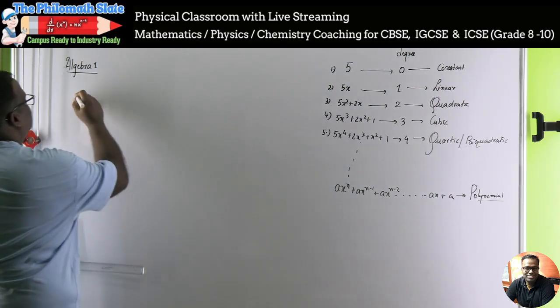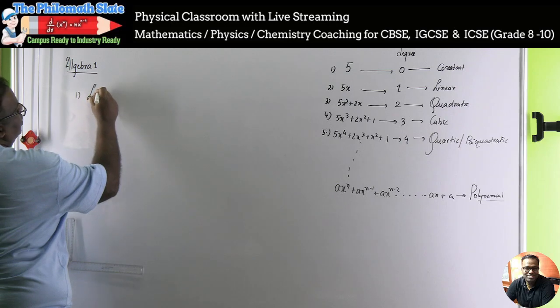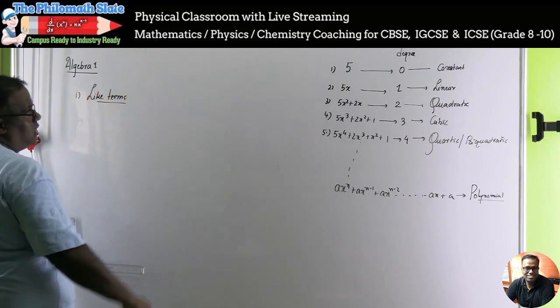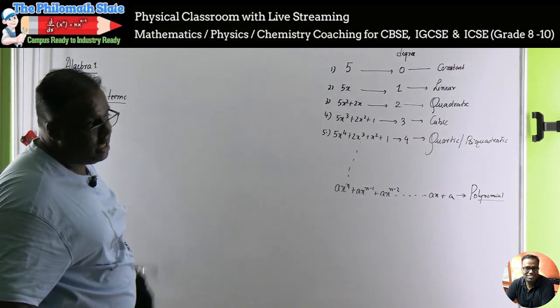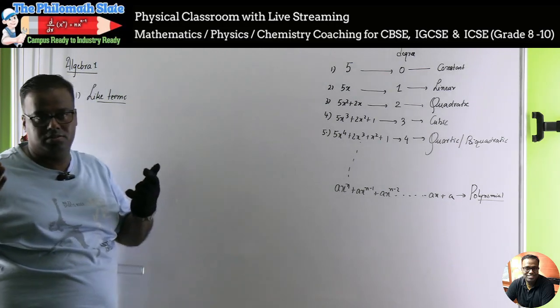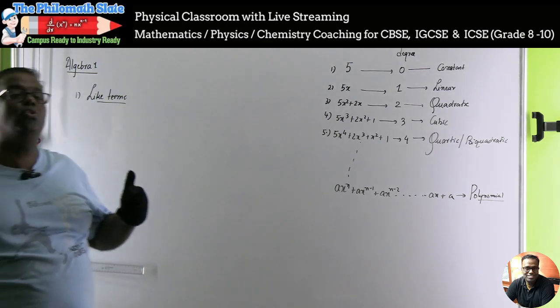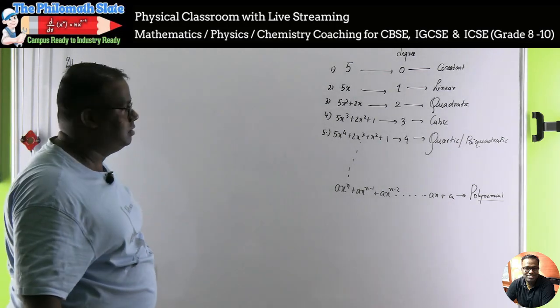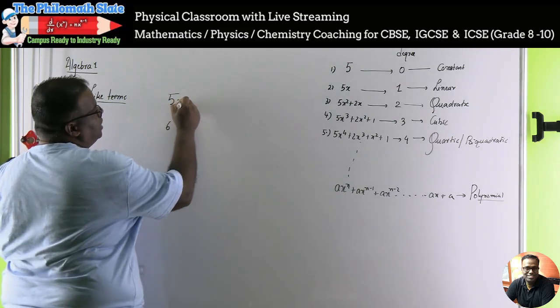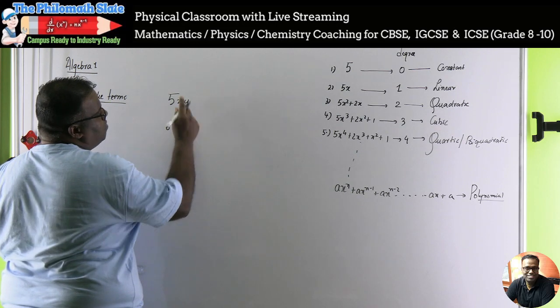Number 1, like terms. Like terms किन्हें बोलते हैं? Two terms are said to be like if they have the same set of variables with the same power. However, their coefficients may be different. So what I'm trying to say, coefficients may be different, 5, 6, but they should have the same set of variables with the same power.